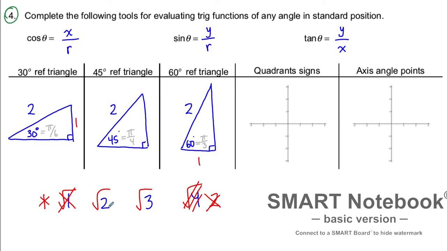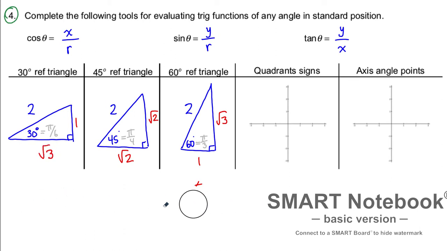The square root of 2 is the next smallest side, which goes opposite the next smallest angle, and the square root of 3 is the next smallest side, or second largest side, which goes opposite the second largest angle. So we should be able to sketch those and label those triangles neatly and clearly in about 10 or 15 seconds.